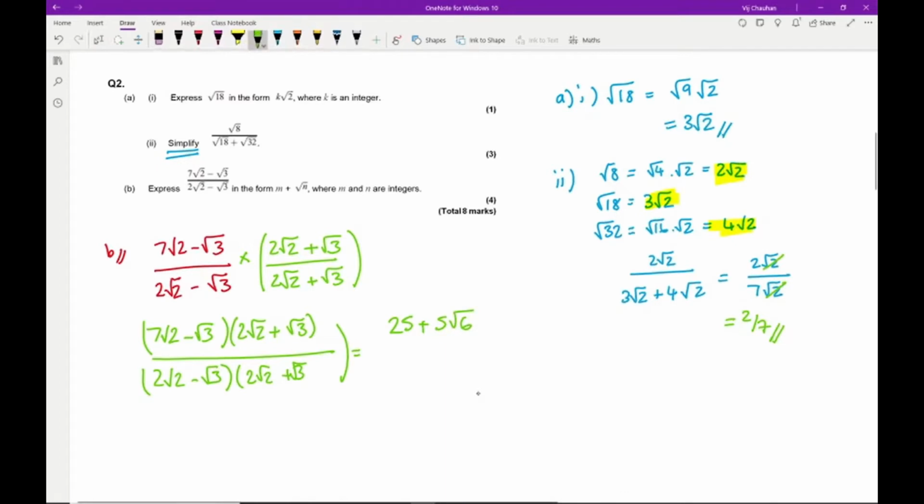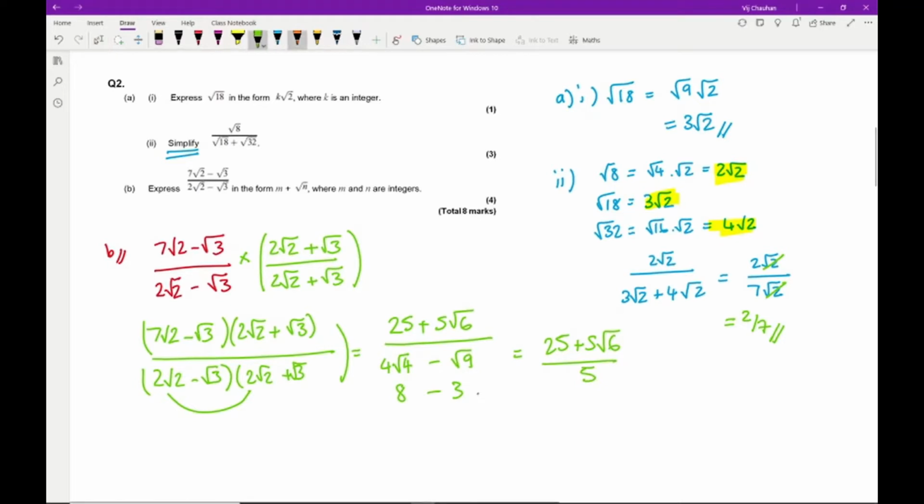And then if we apply the same for the bottom, well, this is just using difference of two squares. So I've got 2 root 2, so that'd be 4 root 4 minus root 9. So this is going to be 8 minus 3, which is 5. So I've got 25 plus 5 root 6 over 5.